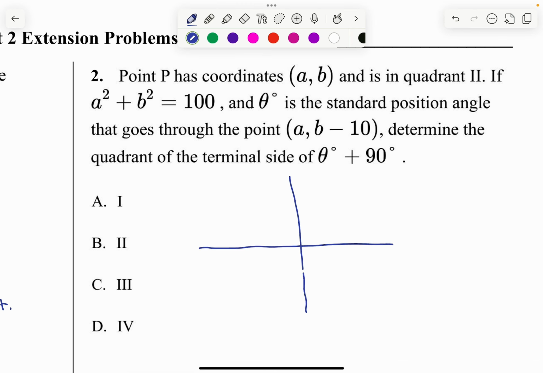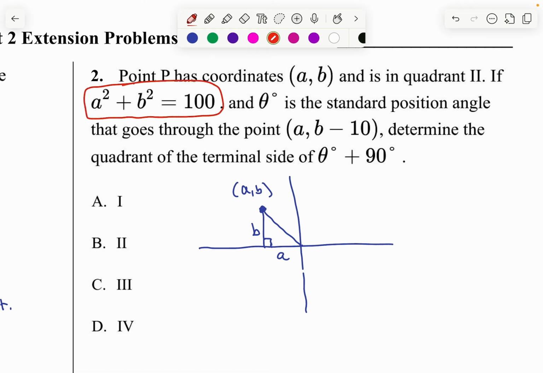If you just start drawing, right, so (a, b) is in quadrant 2, so that must mean these coordinates here are (a, b), and that's a and that's b. This relationship essentially tells us that the hypotenuse is 10, right, because it's the Pythagorean theorem, which means that the hypotenuse is 10. So now we're looking at the point (a, b minus 10).